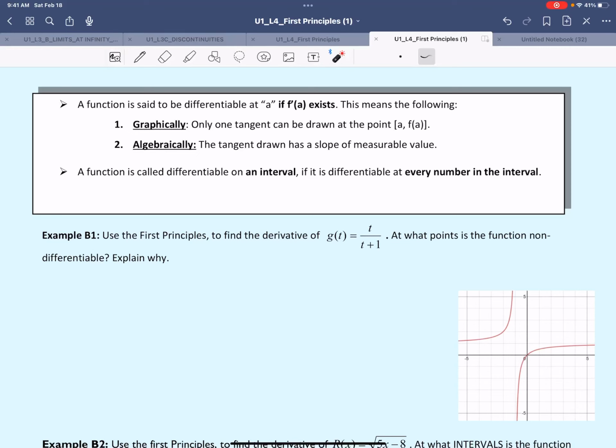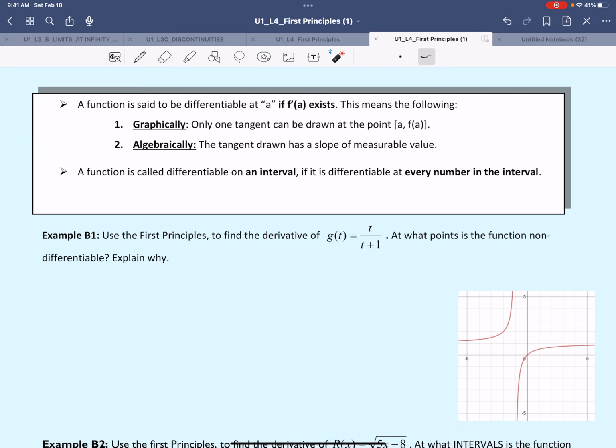Let's take a look at some examples to illustrate differentiable functions. Remember that a function is differentiable at a point if the derivative at that point exists, which graphically speaking means that only one tangent can be drawn at that point. Algebraically, it means that the tangent drawn must have a slope of measurable value.